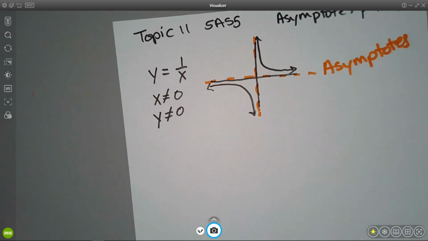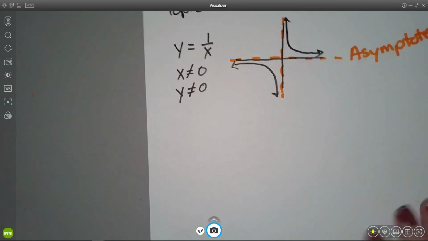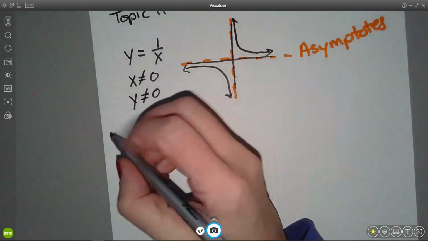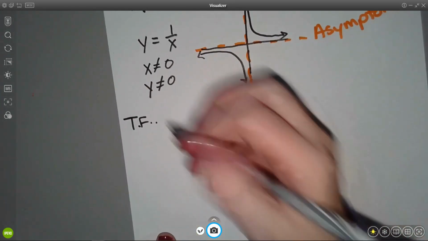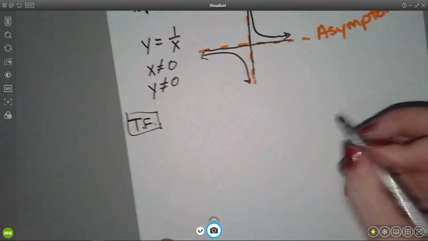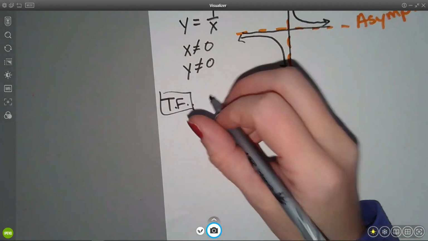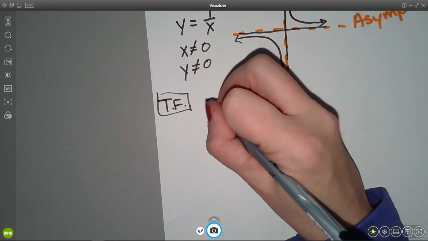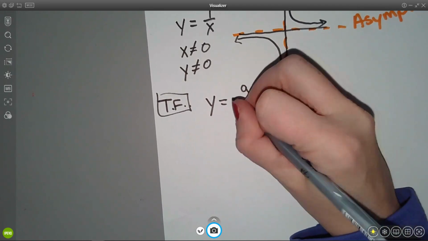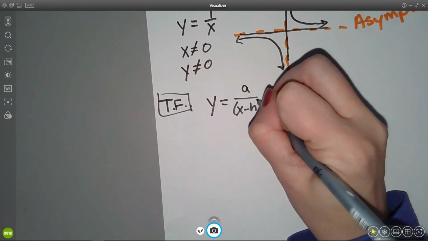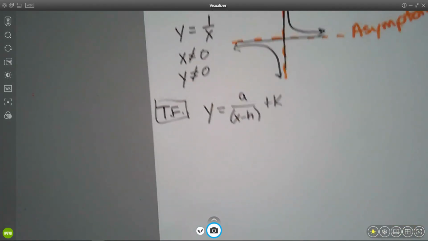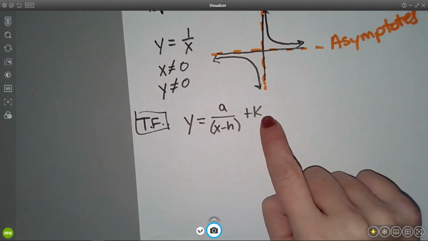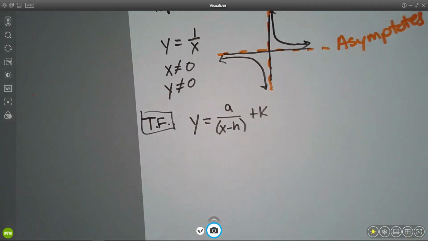So let's talk about how we find our asymptotes. The first thing I want to talk about is our transformation function. I'm just going to call that TF for short here. Okay, transformation function. And if you guys remember correctly, we've been dealing with these transformations all year. You should have y equals a divided by x minus h, plus k. All right, so let's see how these h and k values affect these asymptotes here.